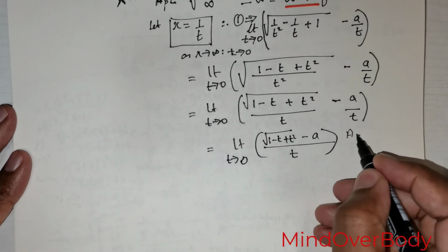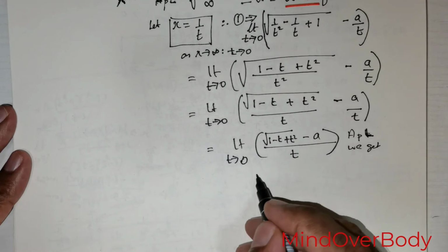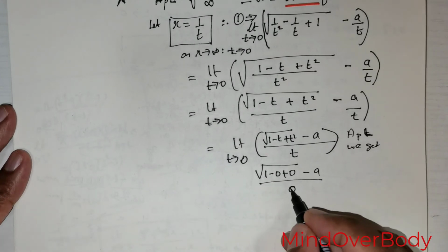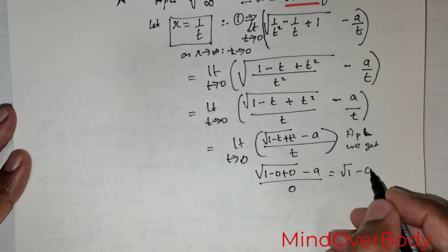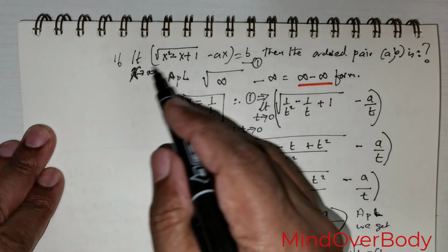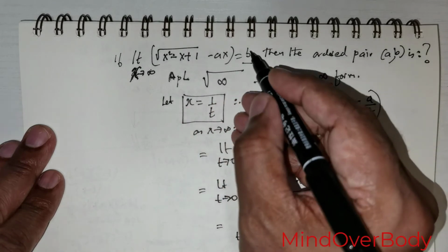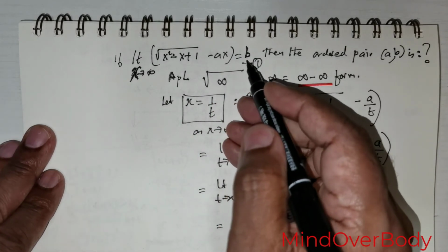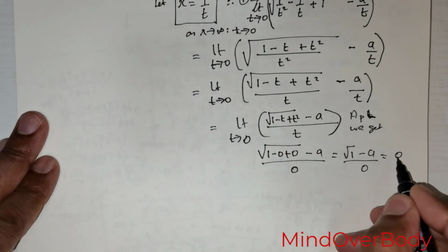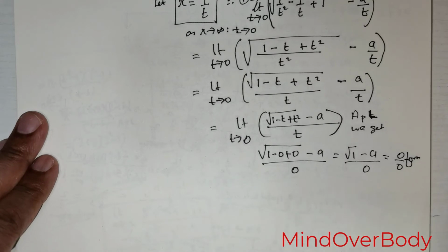Now applying limits, what do you get? This is going to be root of 1 negative 0 positive 0 negative a divided by 0, which is equal to root of 1 negative a divided by 0. Now it is imperative to understand that the question says the limit of root of x squared negative x positive 1 negative a times x as x tends to infinity is equal to b. That means the limit exists. For the limit to exist, the function should lead us to a 0 over 0 form. Only if the function leads to 0 by 0 form, the function will have a limit.